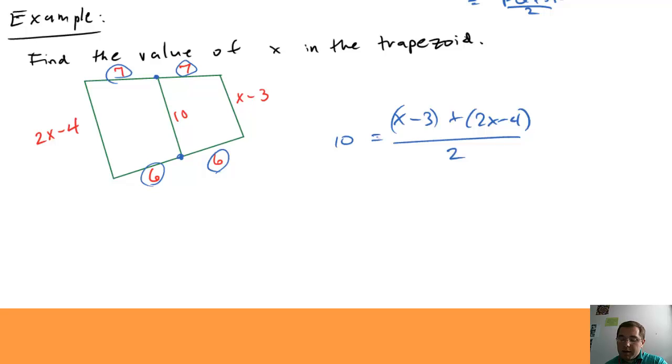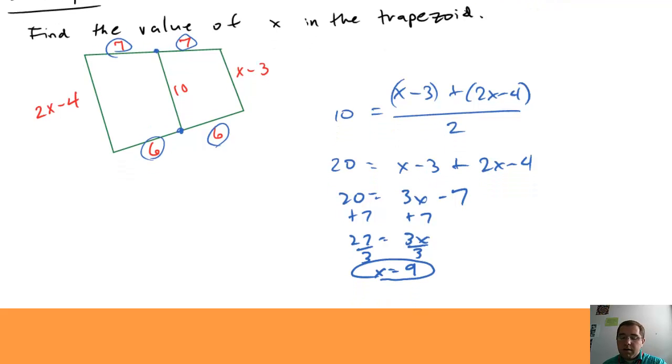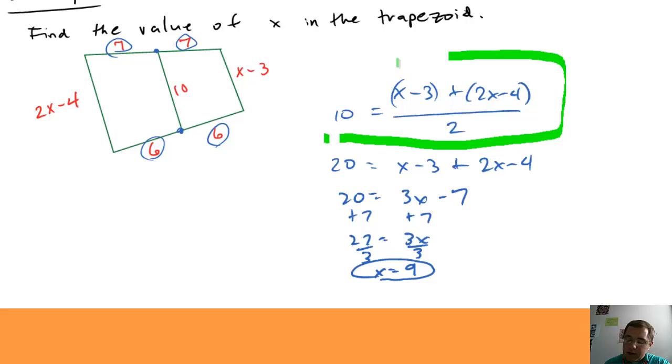So I can set up this equation, and now I'm going to solve it for x. I can get rid of that 2 if I multiply both sides by 2. So that's the same as saying 20 equals x minus 3 plus 2x minus 4. And I can drop the parentheses because I'm just adding, not multiplying. So 20 equals x plus 2x is 3x, negative 3 minus 4 is negative 7. Add 7 to both sides. 27 equals 3x, divide both sides by 3, and x equals 9. So the only difficult part is making sure you set up the equation correctly. You take the average of the bases, which means you add them up and divide by 2, and set that equal to the median.